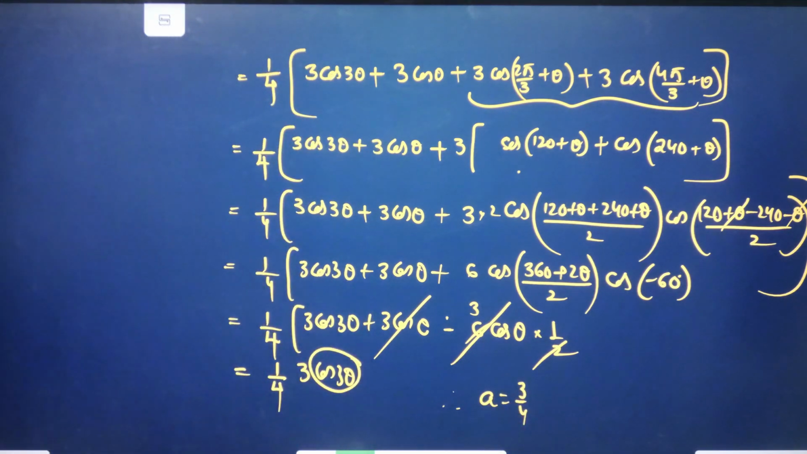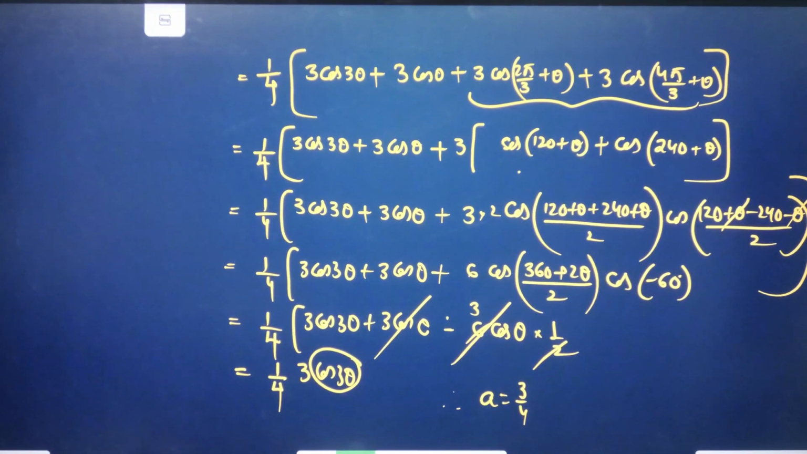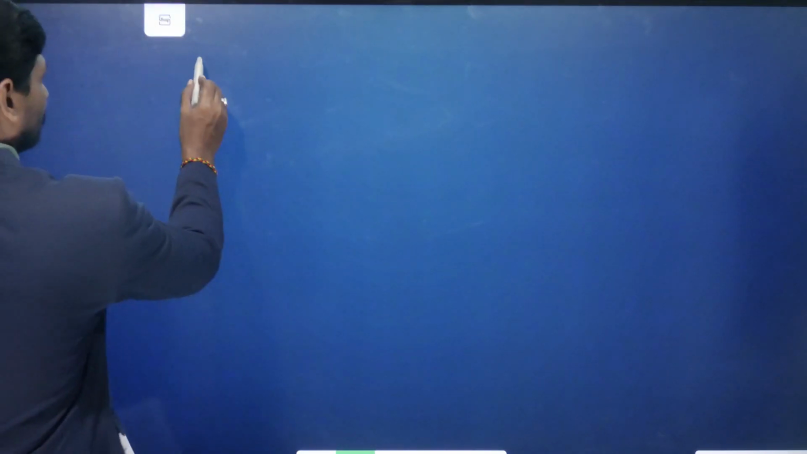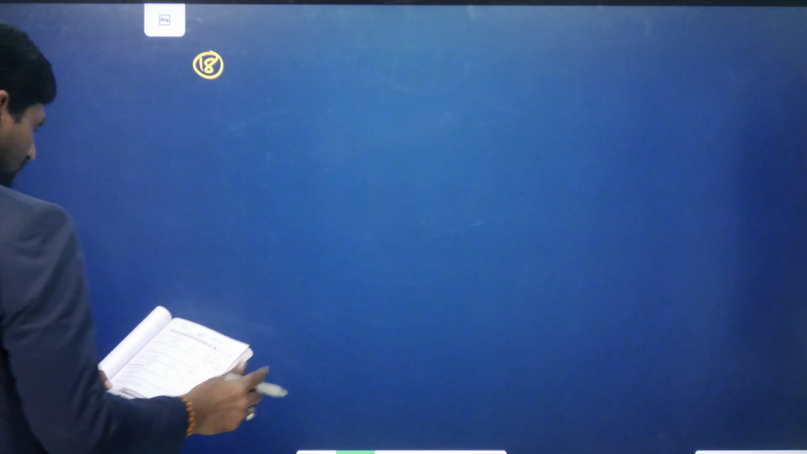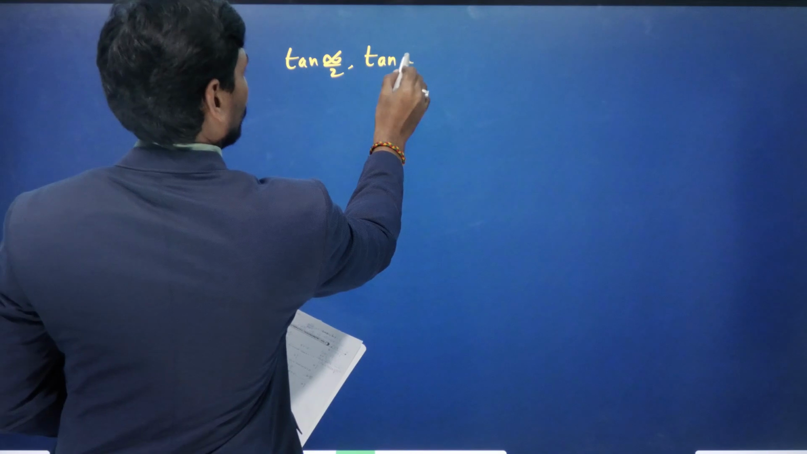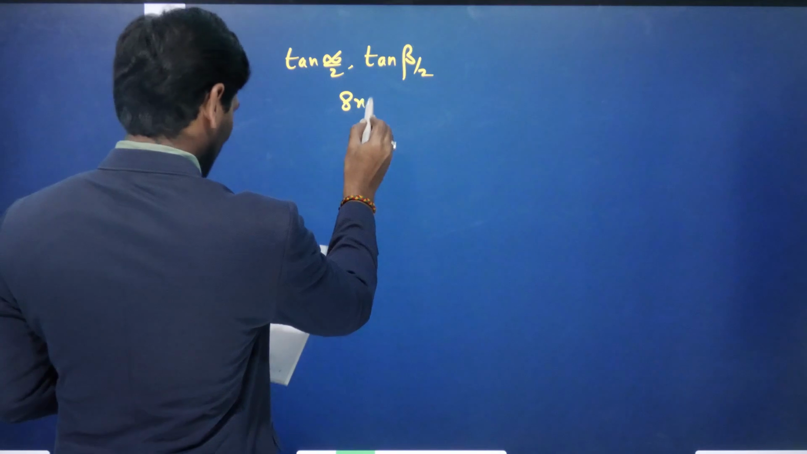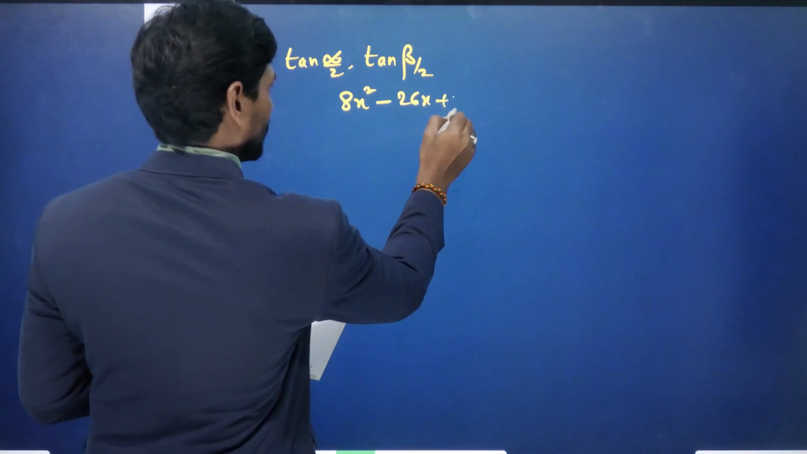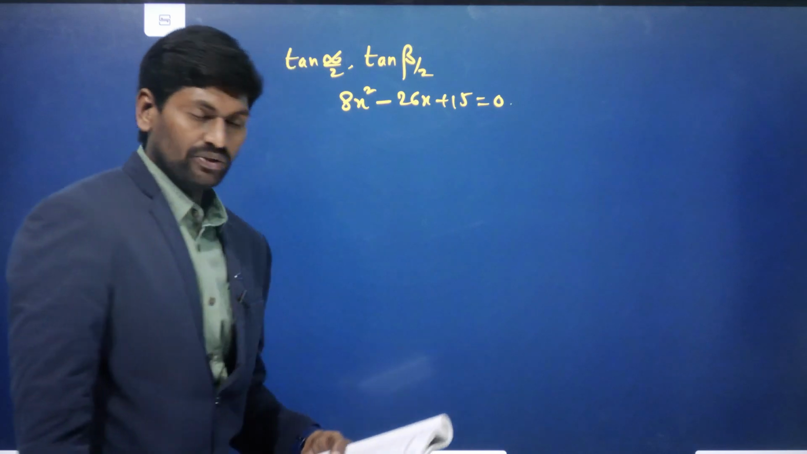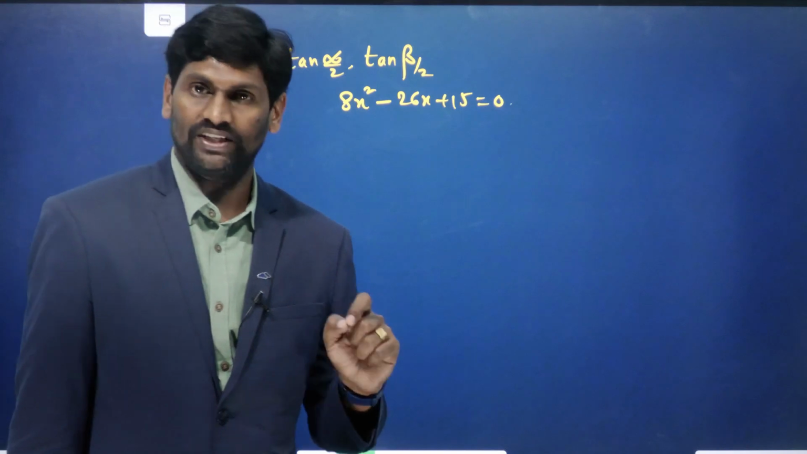Let us go to the next problem. The next problem is given that tan alpha by 2, tan beta by 2 are the roots of the quadratic equation 8x square minus 26x plus 15 equals to 0. And we need to identify the value of cos alpha plus beta. What do you have to find? Cos alpha plus beta. Okay?